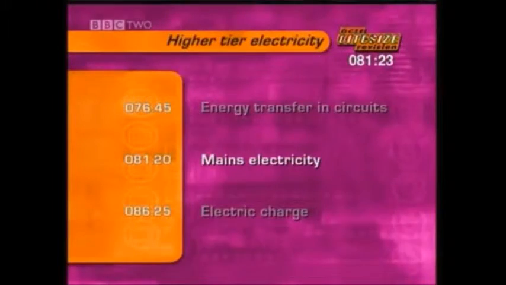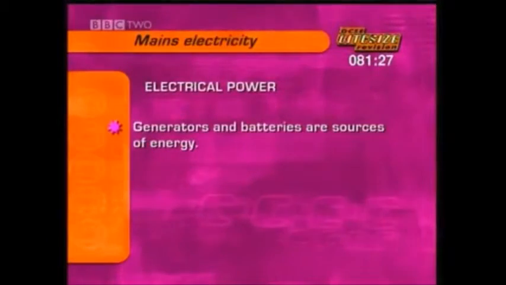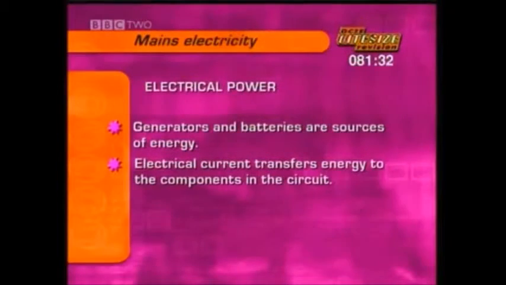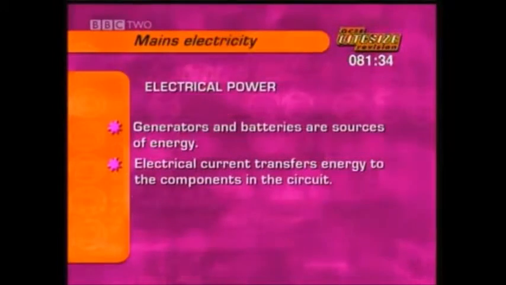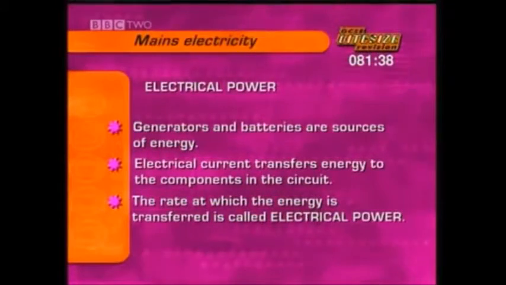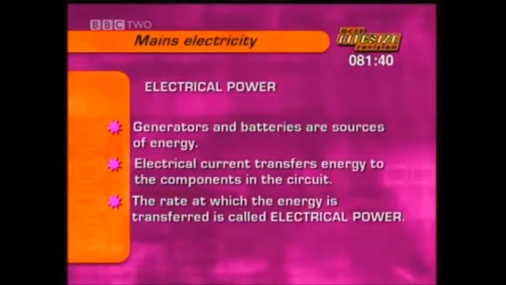Next, more about mains electricity. Generators and batteries are sources of energy, and the electrical current transfers that energy from the source to the components in a circuit. The rate at which the energy is transferred to a circuit is called electrical power.